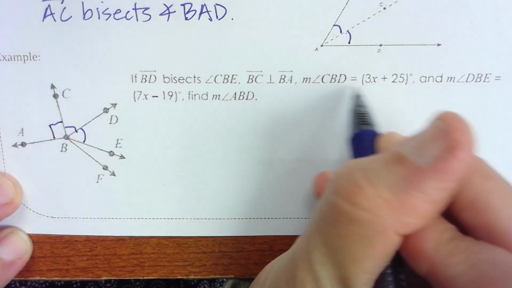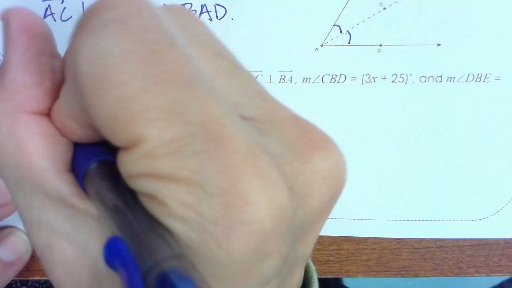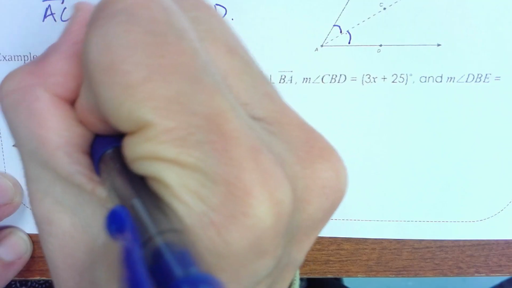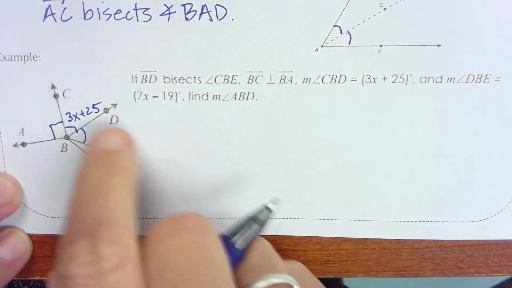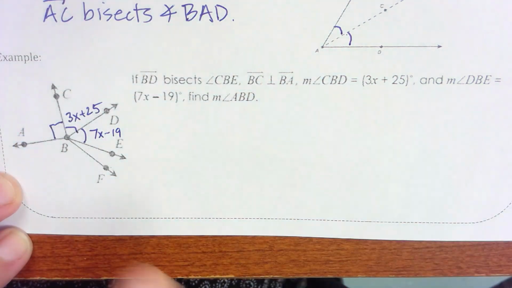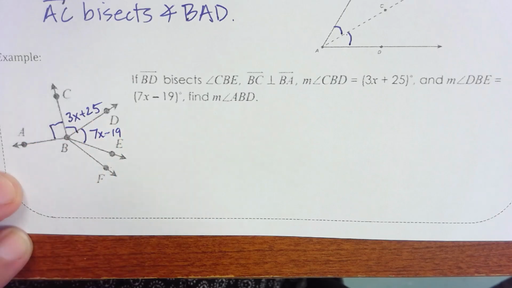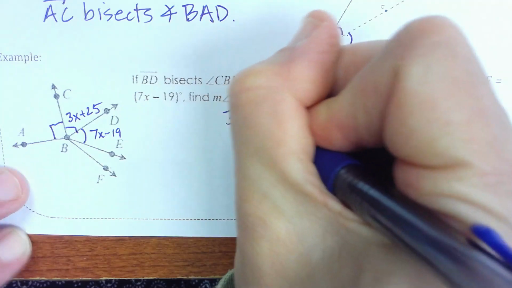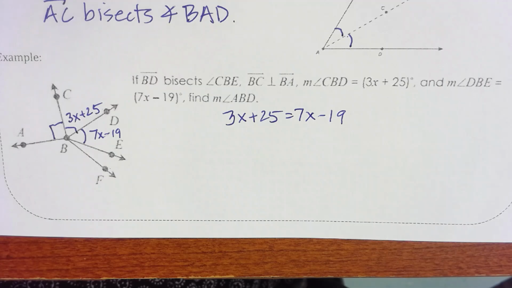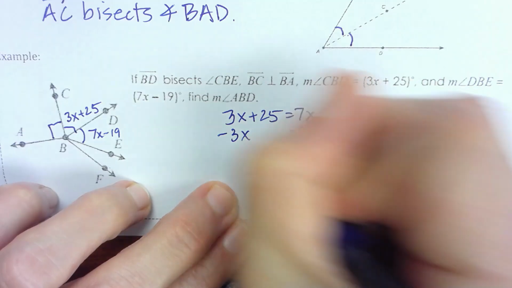The measure of CBD is 3x plus 25. So the measure of angle CBD is 3x plus 25. And the measure of DBE is 7x minus 19. And since I know that that's a bisector and those two are congruent, I can write an equation: 3x plus 25 equals 7x minus 19. And now I just have to solve it. Bring all the variables to one side again.